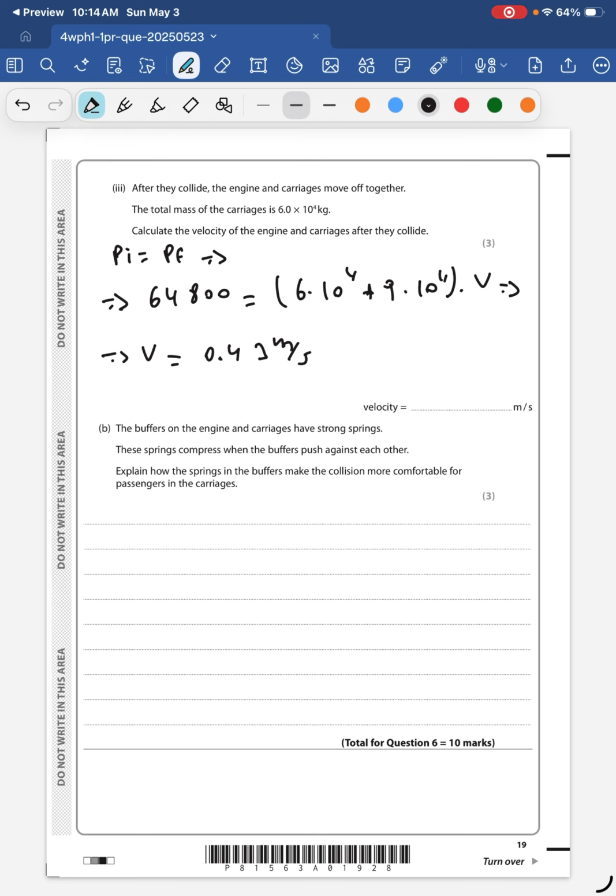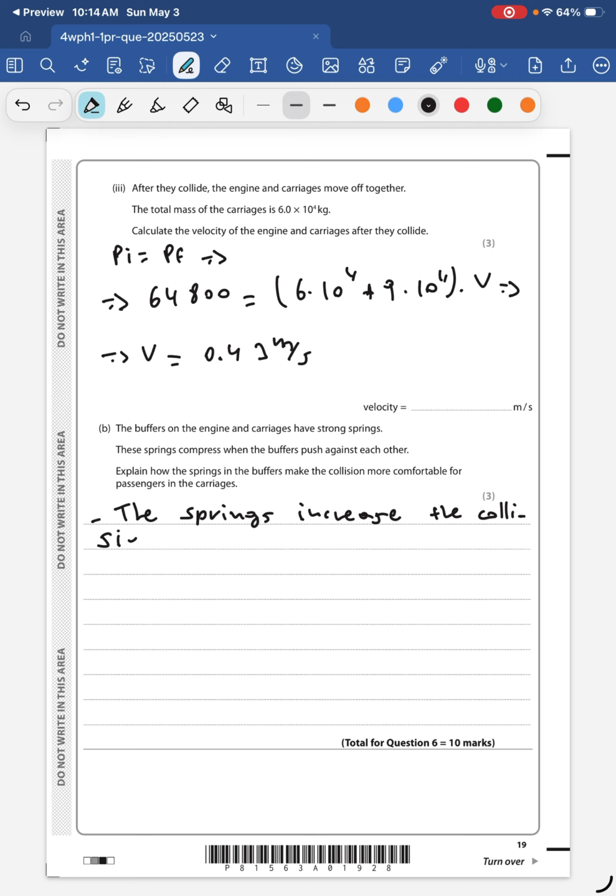And now question B, the buffers on the engine and carriages have strong springs. These springs compress when the buffers push against each other. Explain how the springs in the buffers make the collision more comfortable for passengers in the carriages. So the springs increase the collision time.